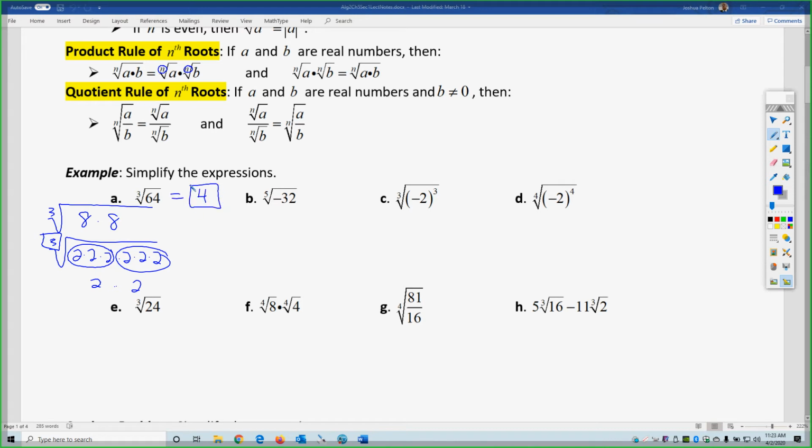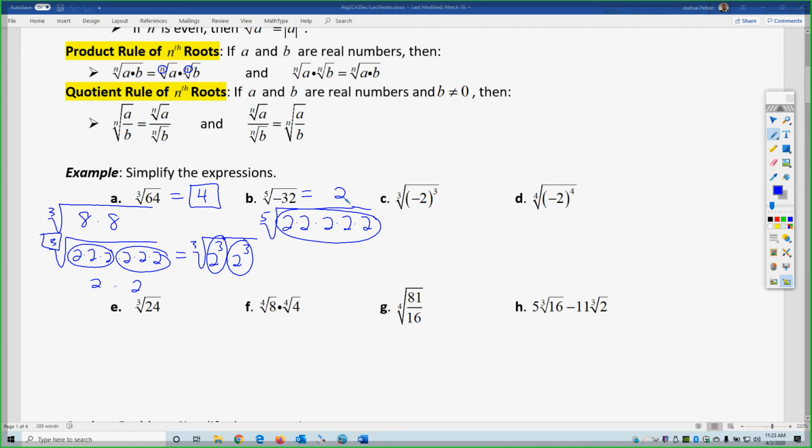So this is a perfect root because everything came out. If you think about it, this is really the third root of 2 to the third times 2 to the third, so they canceled. Okay, next one, the fifth root of 32. Well, 32 is 4 times 8, that's the prime factorization, so I have 5 of those. So the answer is 2.